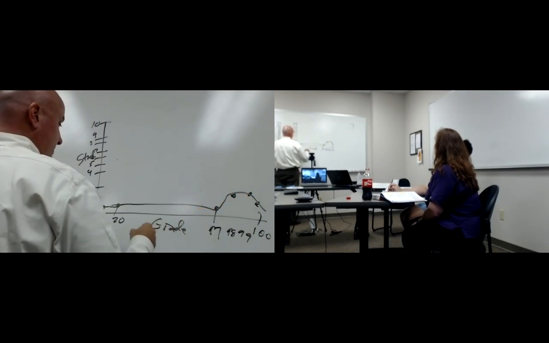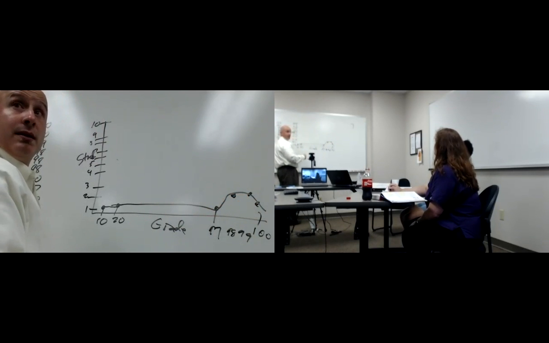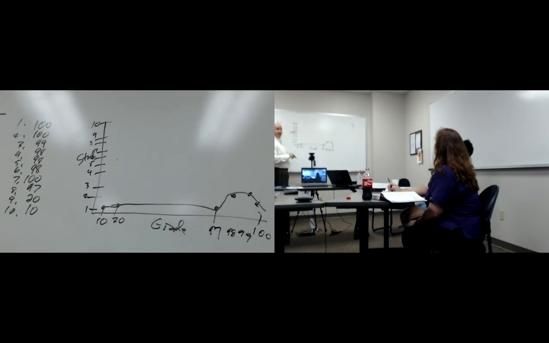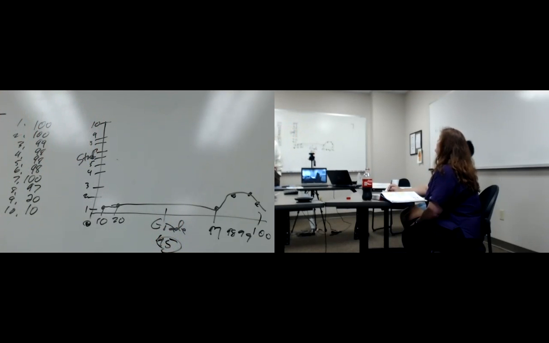My median is going to be between 10 and 100. So what's my median? The middle is 50. Let's say I start at 10, so my median will come in halfway, 45. But my average grade is going to be what? 98.